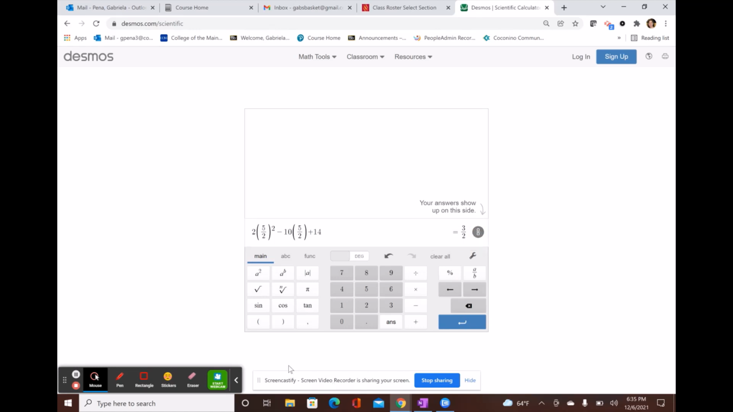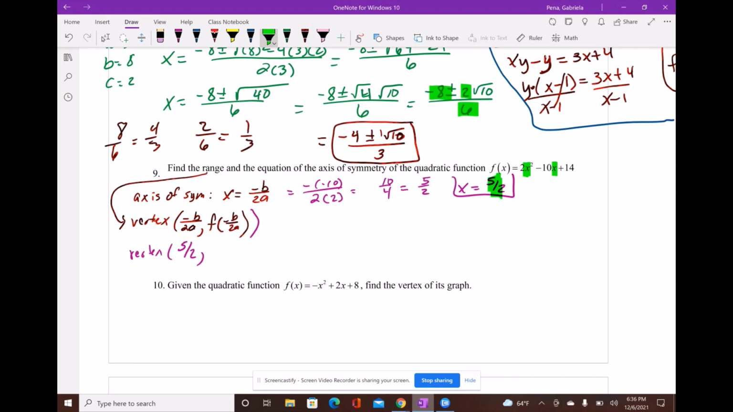There it is. So let's go back over here. So we plug this in. Let me write it down. 5 over 2 squared minus 10 times 5 over 2 plus 4, and I got 1.5, which is 3 over 2. That means that is my y value for the vertex.